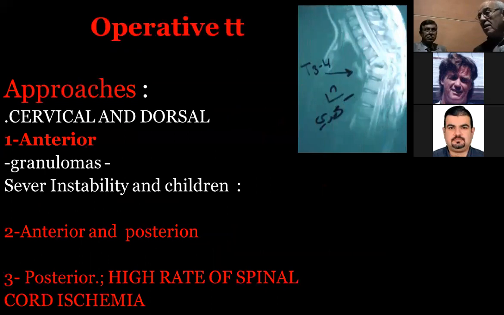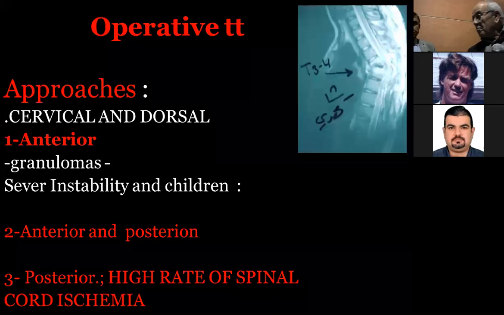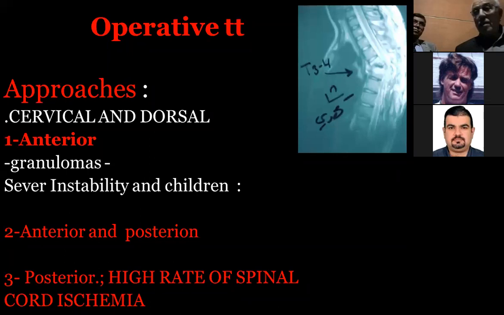The operative approach is different according to the vertebra affected. In cervical and dorsal, the anterior approach is much better, especially when there is severe instability like this one. If you go from posterior, there's a high incidence of cord ischemia causing paralysis, and I've seen many cases of infection in the vertebral bodies and disc treated by laminectomy and trying to move the cord to reach the pathology. They go from posterior because anterior is usually not easy for most spine surgeons.